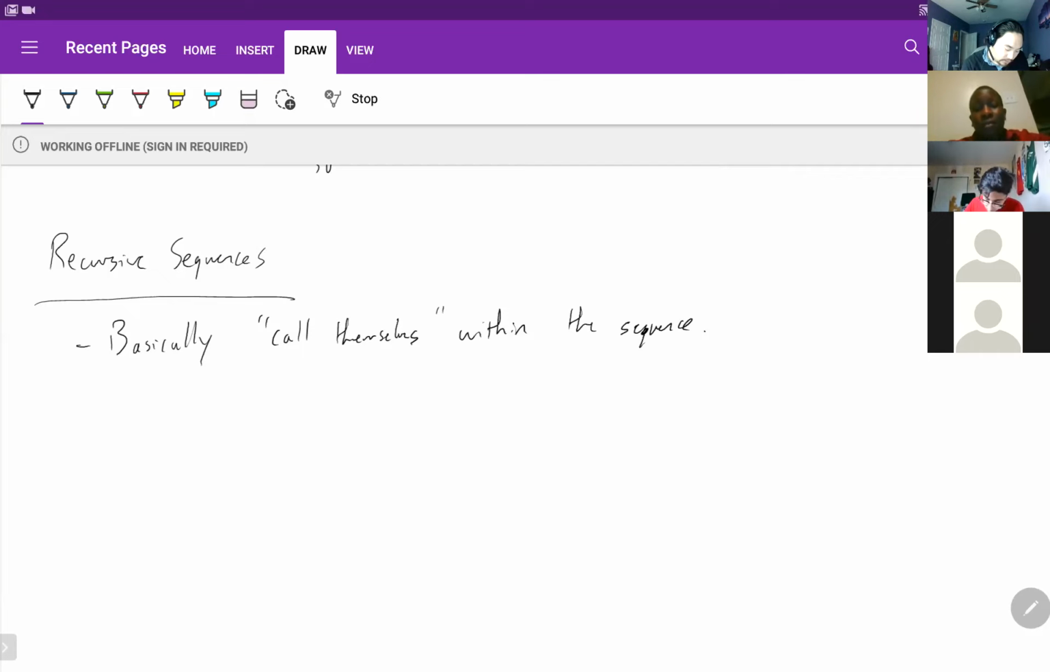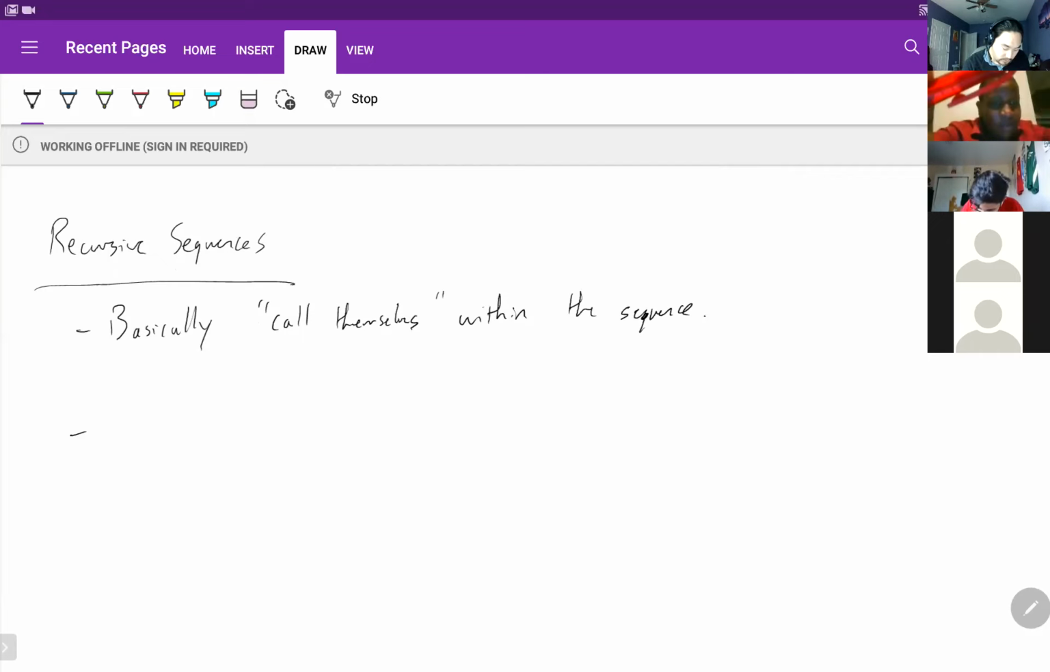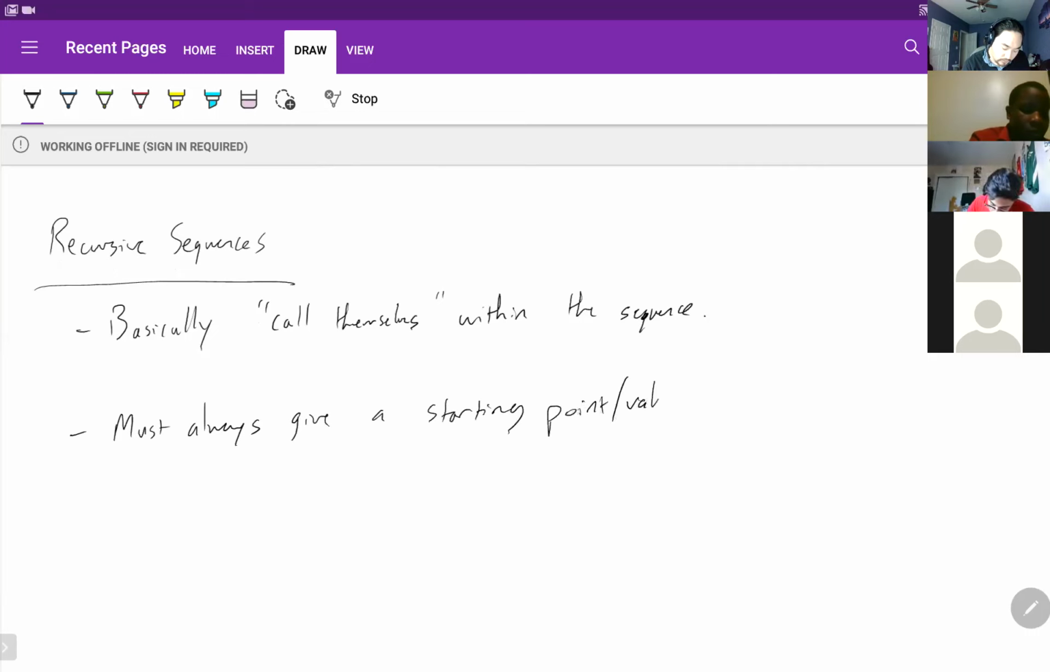Another key thing about recursive sequences is they must always give a starting point or a value. Meaning they have to tell you what the first term is, or the nth term, so that you can apply the rule and spit out the next one.